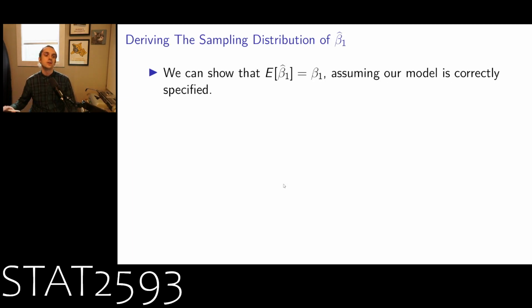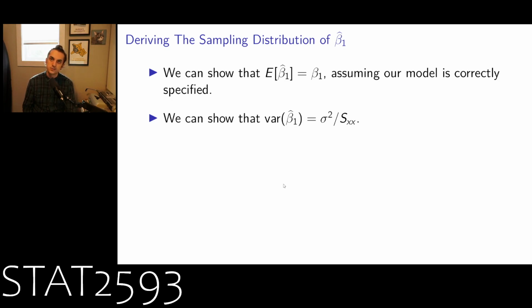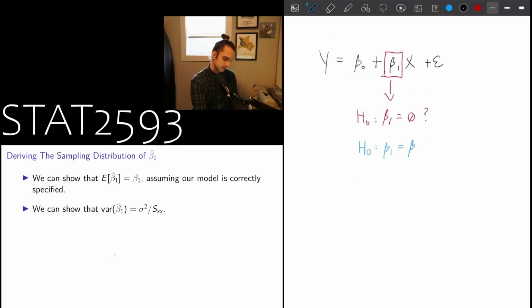Now, we can show that the expected value of beta 1 hat is going to be equal to beta 1, assuming that we have a correctly specified model. We can also show that the variance of beta 1 hat is going to be given by sigma squared, which is the variance of our epsilon, divided by Sxx, which is the squared deviation. I think throughout the term, mostly we've been using Sx instead, but both of these notations come up frequently.